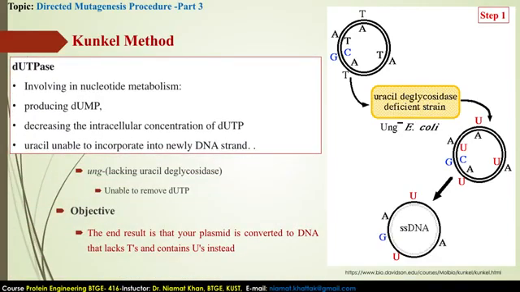Normally, dUTPase enzymes are involved in nucleotide metabolism. This enzyme produces dUMP, which is the immediate precursor of thymidine nucleotide, and it decreases the intracellular concentration of dUTP so that uracil cannot be incorporated into DNA.